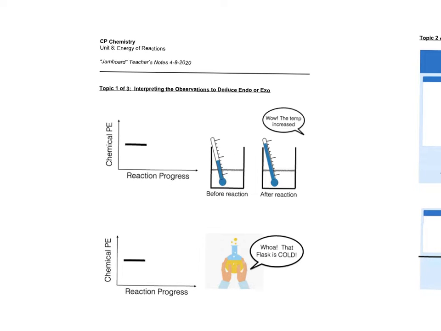I think students are pretty good with seeing this graph and knowing that it's exothermic, and seeing this graph and knowing that it's endothermic. So let me just write exothermic and endothermic on the side. Where students are getting thrown off is interpreting the observations, right, having this and deducing that it's exo, or having this and deducing that it's endothermic. So let's work through the reasoning there.